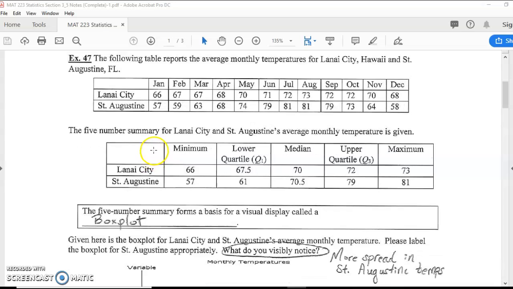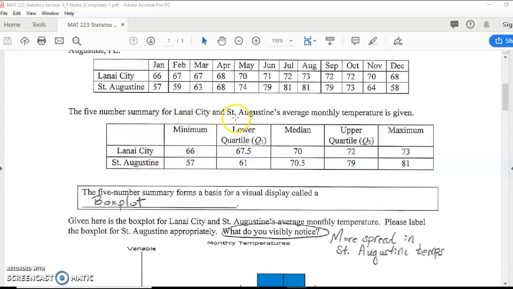So what we do is we construct a 5-number summary for Lanai City and St. Augustine. The smallest number you'd see for Lanai City is 66, which happened in January, and in St. Augustine, that's 57, also happening in January. The lower quartile, the median, and the upper quartile, the first and third quartiles, are not as easy to find, so we use StatCrunch to find these. The maximum is the biggest number in the data set. These are what's called the 5-number summaries for each of these two very small data sets.